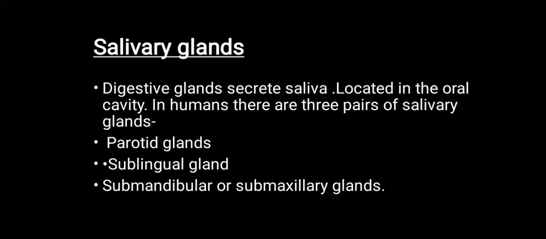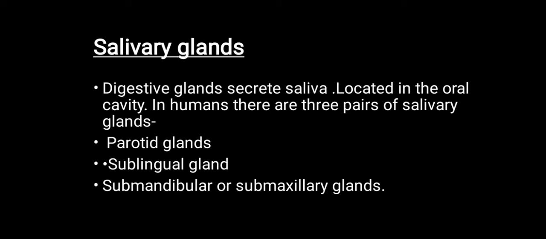The digestive glands that secrete saliva are called salivary glands. They are located in the oral cavity, that is the buccal cavity. We always feel the saliva which fills up in our oral cavity. And where does the saliva come from? It comes from the salivary glands.